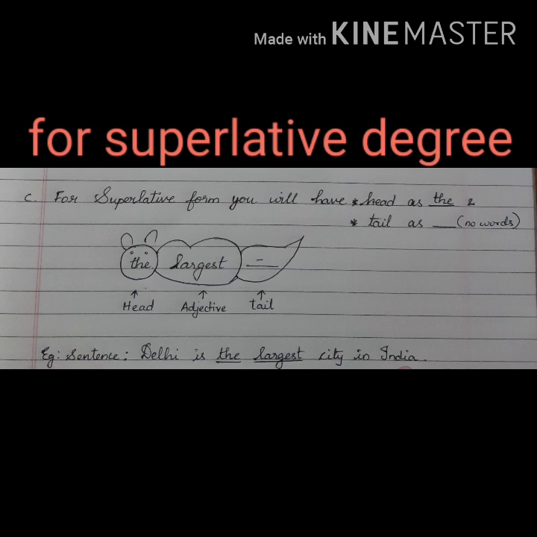Now coming to superlative forms, you will have head as the and tail as no words. Looking into the picture, head is the, adjective is largest, and for tail you have no words. Coming to example sentence, Delhi is the largest city in India.